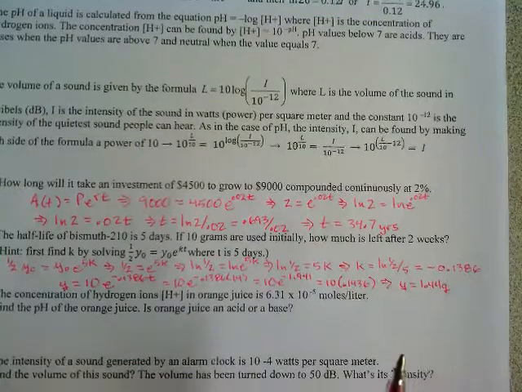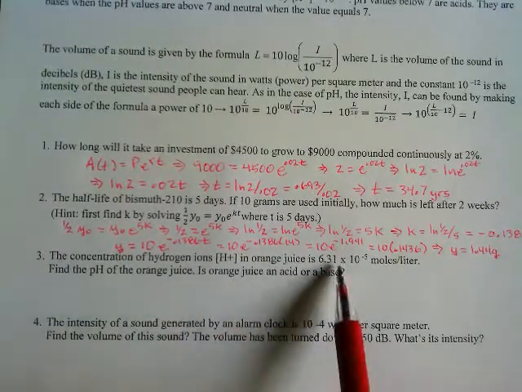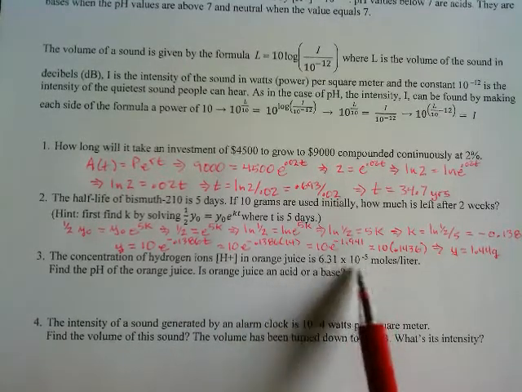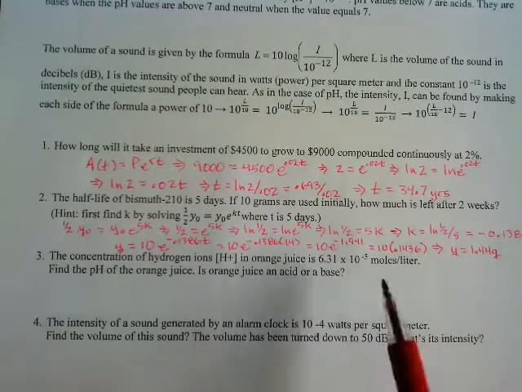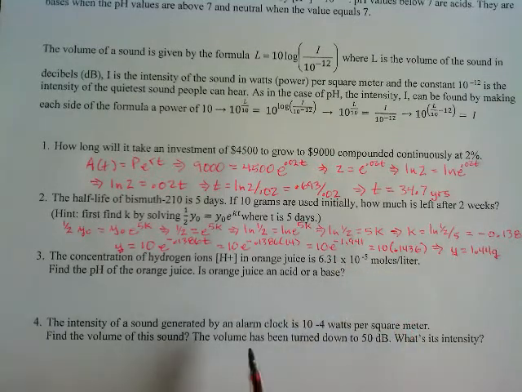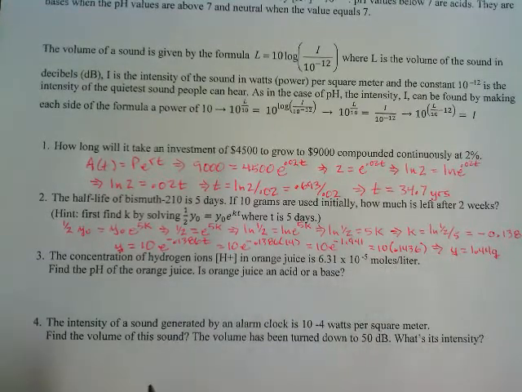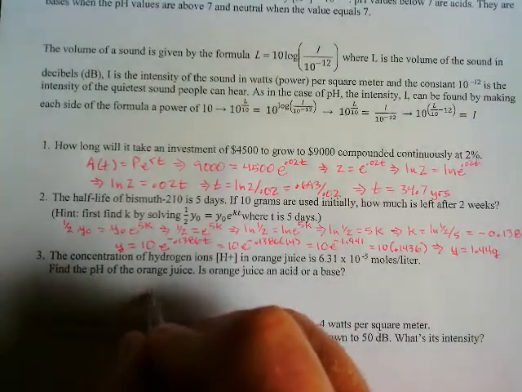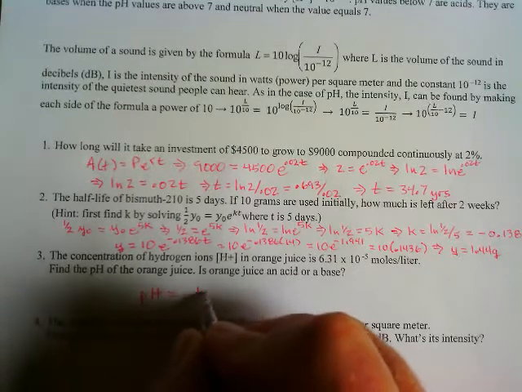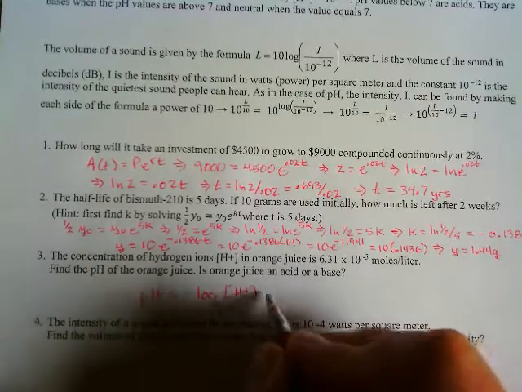All right, problem 3. We have a concentration. Here's our concentration. Notice how concentration is usually done in times 10 to the minus something or other. In this case, -5. So this is going to be orange juice, slightly acidic. The units for molarity are moles per liter. We want to find out the pH. So basically the pH equals the negative log of the concentration.